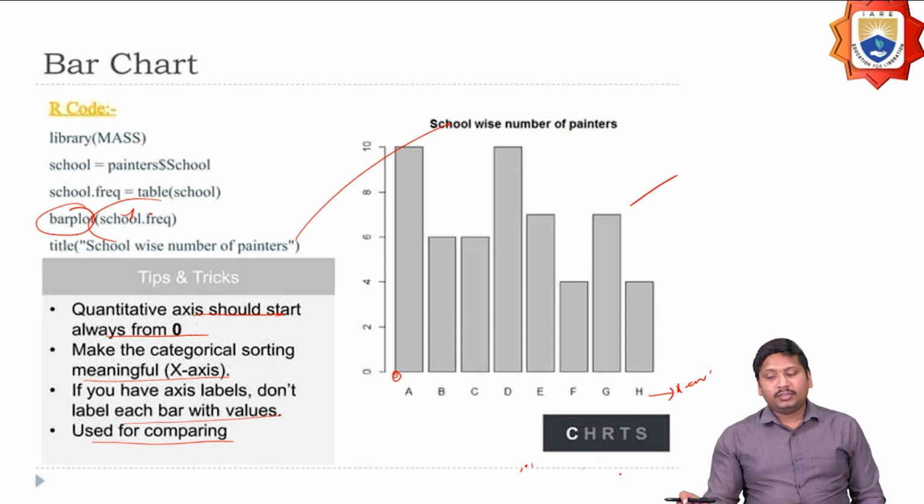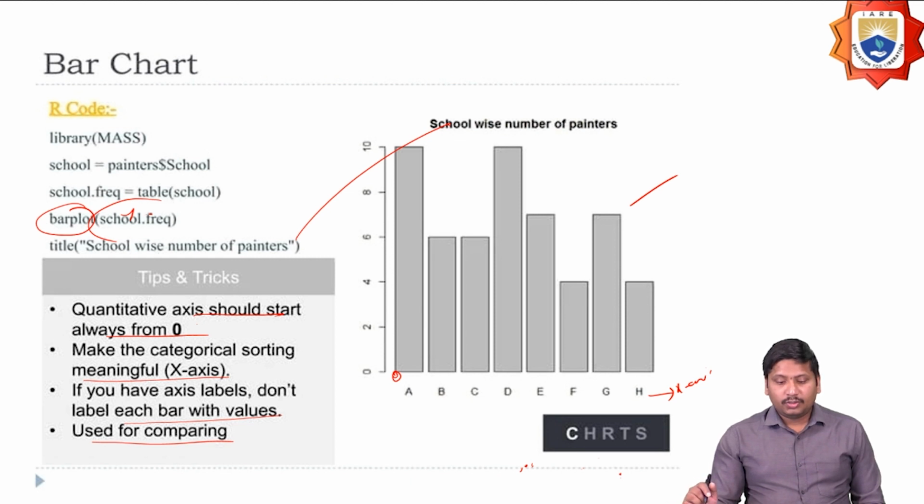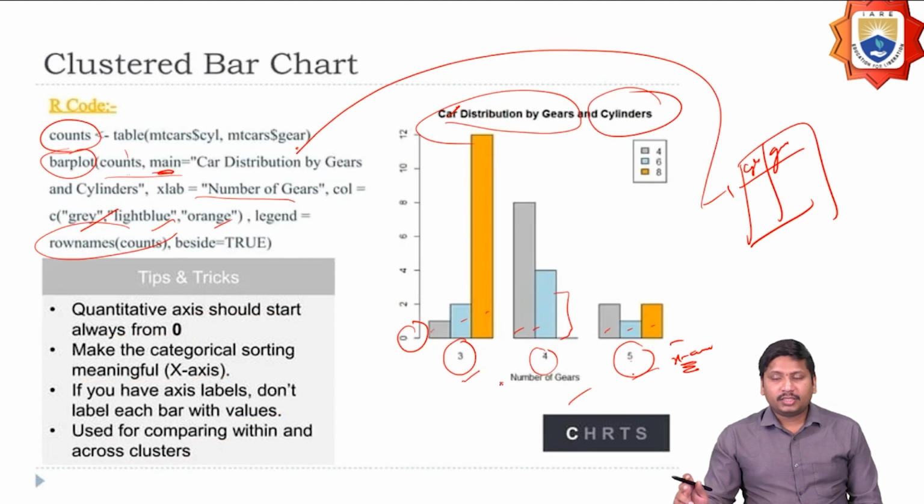And the bar plot is the thing you can represent through R code. So that should be the library of MASS, the frequency represented, and the bar plot of the variable, how it is to be constructed. And the next thing is the cluster bar chart.